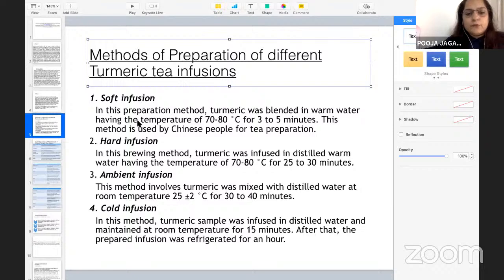The ambient infusion involves mixing the turmeric with distilled water at room temperature, and we kept it at room temperature for 30 to 40 minutes. For cold infusion, turmeric was infused in distilled water maintained at room temperature for 15 minutes, and then this was refrigerated for an hour.